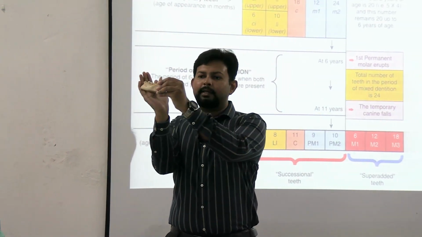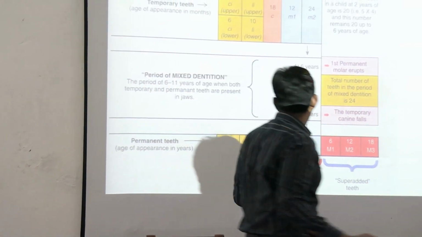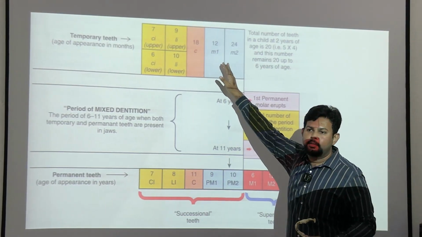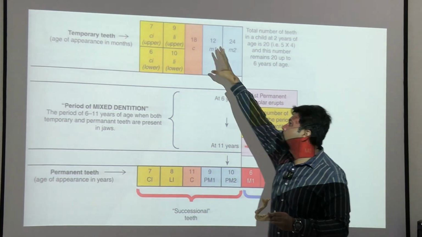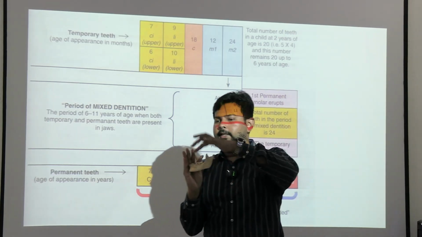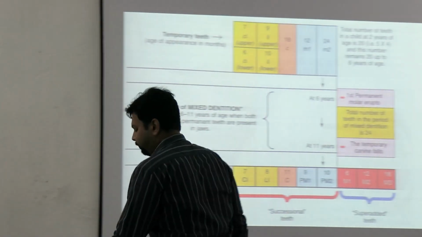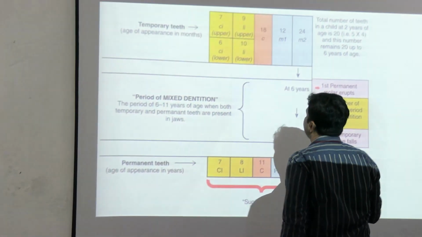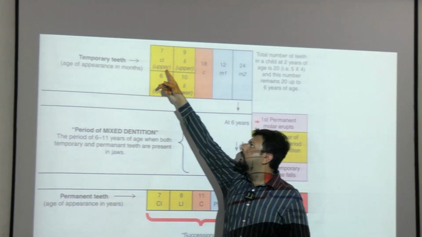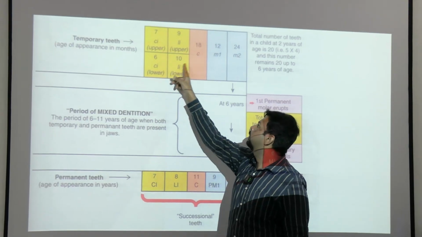Clear? That is here, this part of it. Half of the jaw of both sides, maxillary and mandibular. So these are upper teeth and these are lower teeth, right?